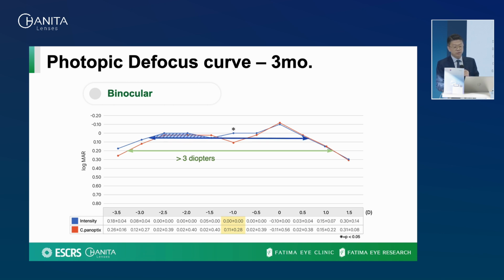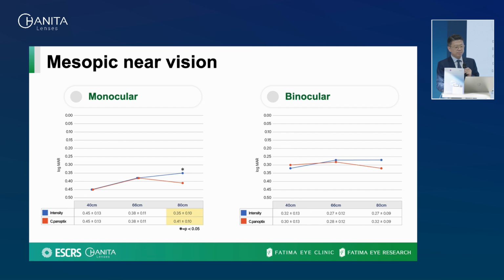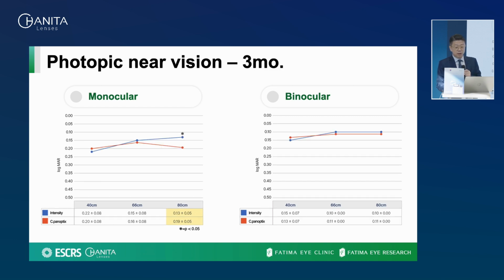The near visual acuity was very similar between the two groups. However, intermediate visual acuity at 80 centimeters was better in the Intensity group. These results are in good agreement with the defocus curve results. In mesopic conditions, the Intensity group had better results than the Panoptix at 80 centimeter distance. At the 3-month follow-up, the near visual acuity was the same as the 1-month results.